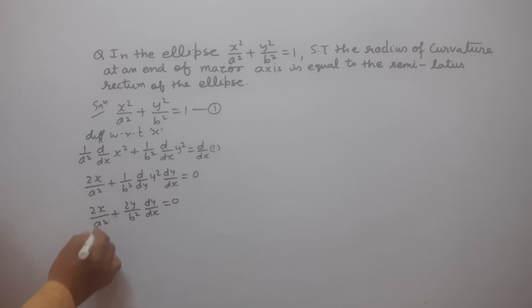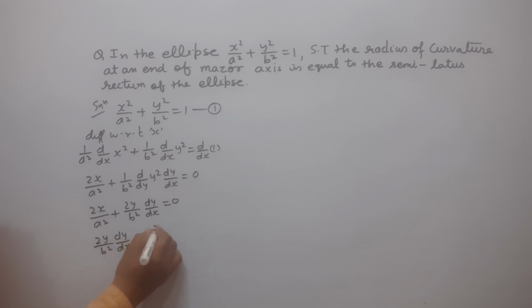Now we transfer this 2x upon a square to the right hand side, so we get 2y upon b square dy by dx is equal to minus 2x upon a square. So this 2 is cancelled by this 2, so dy by dx is equal to minus b square x upon a square y.